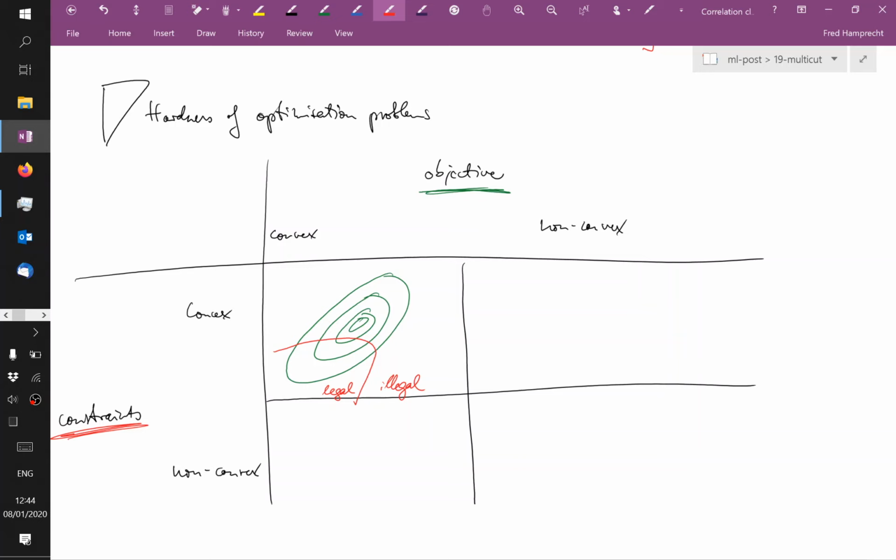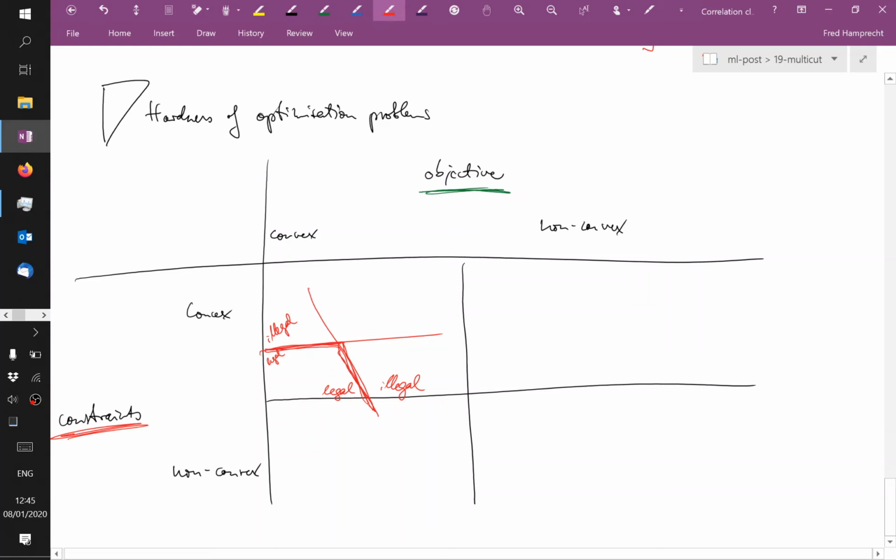So that would be one example, or actually a more typical set of constraints is to have linear constraints, where we would have a linear constraint that says legal and illegal. Maybe we have a second linear constraint which says legal and illegal, so that overall our feasible region is only this part here. And still we have, in this case, a convex objective and convex constraints.